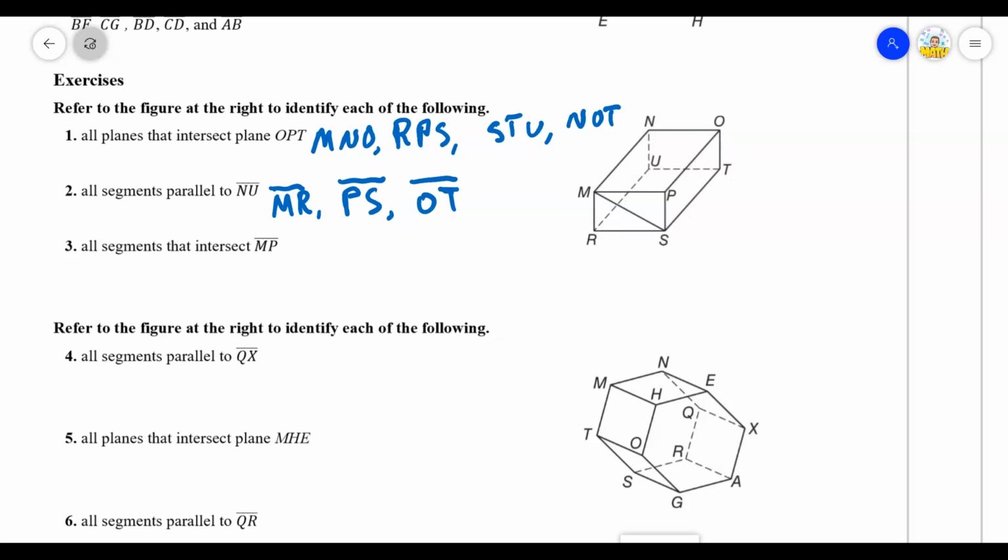And then lastly, we want to talk about all segments that intersect MP. Let's look where MP lives, right here. What are all the segments that would intersect that? Well, we'd have PO, which surely does. PS, certainly going to intersect it. We have this segment here, MS. It's going to intersect it. We have segment MN, which is going to intersect it. And then we also would have segment MR. Those are all drawn and shown to be intersecting MP.